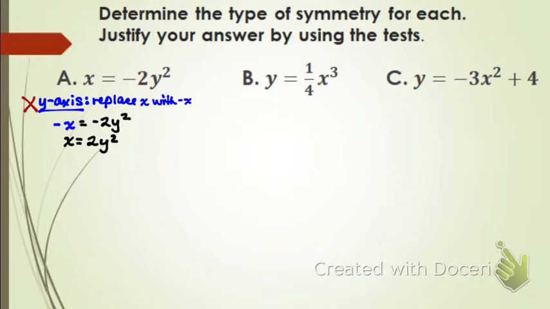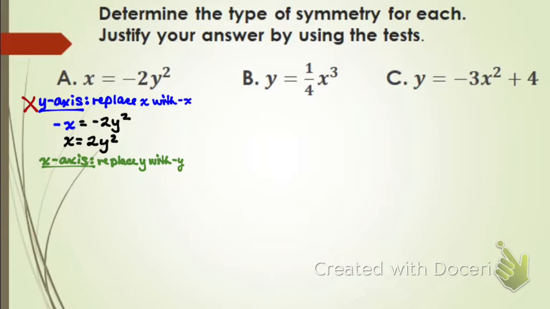Let's come in here and test for x-axis symmetry now. How do I test for x-axis symmetry? Yes, replace y with negative y. So I'm going to have x equals -2 and then negative y squared.